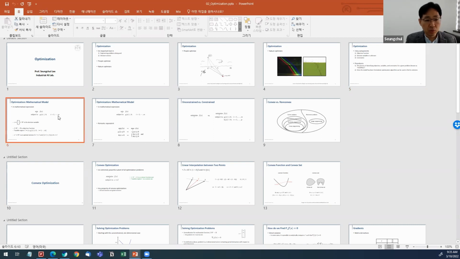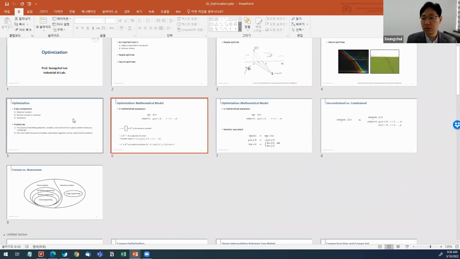There is a specific mathematical form to represent the optimization process. Here we have an objective function to minimize, because if we have a maximization problem, we just put a minus sign in front of the objective function, so we can equivalently transform a maximization problem to a minimization problem. So it really doesn't matter.